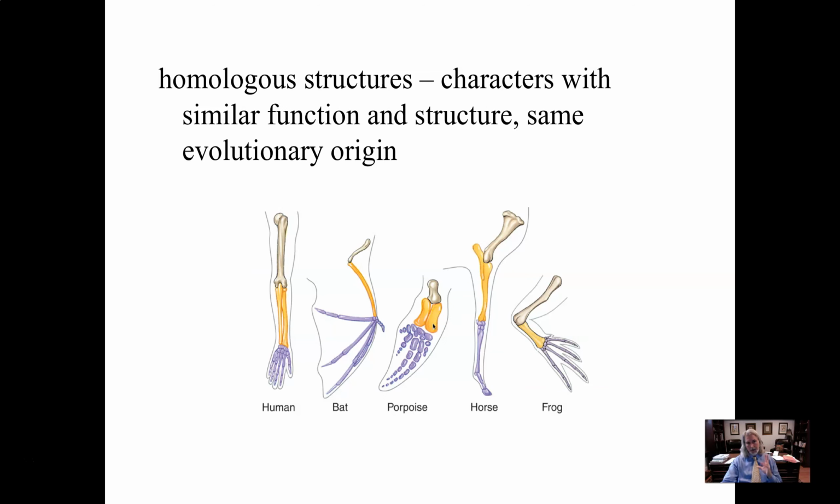Homologous: characters with similar function and structure, but they have a common evolutionary origin. So the limbs of vertebrates, things with a backbone. Our arms, a human's arm, the wing of a bat, the flipper of a porpoise, the leg of a horse. When you compare the bony structures inside of them, they all pretty much have the same basic setup. So we can say with some confidence that these structures all came from a common ancestor, and that's what makes them homologous.